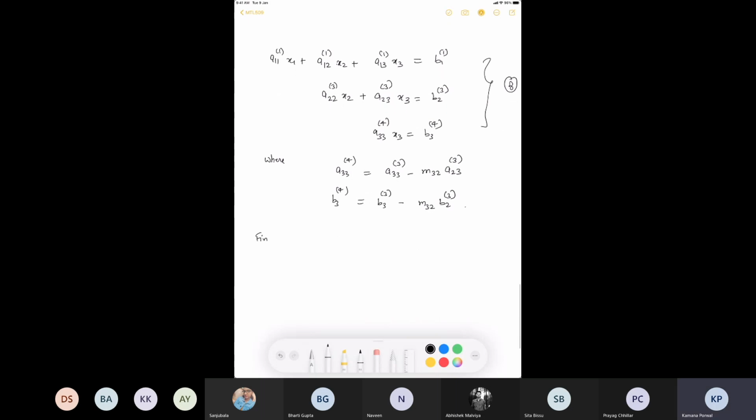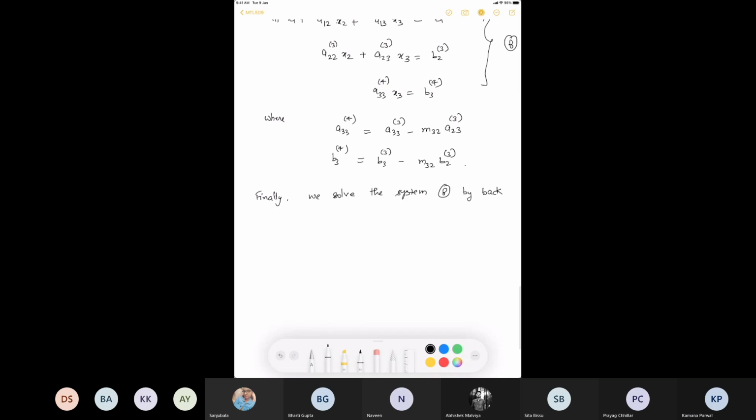So finally, we solve system 8 by back substitution. Back substitution means that you first solve the last equation for x3, then you use the second last equation to solve for x2, and then the first equation to solve for x1. So we use back substitution to obtain x3, x2, and x1 successively.